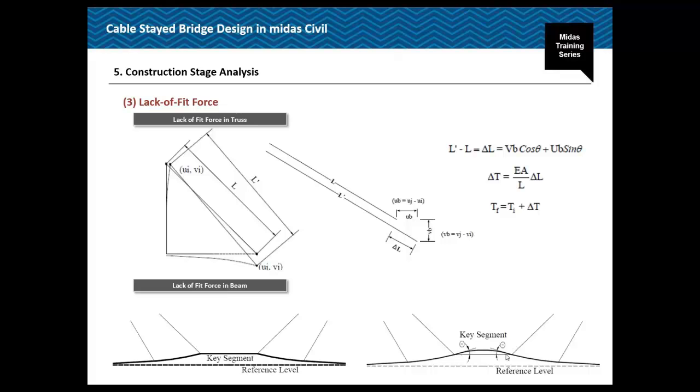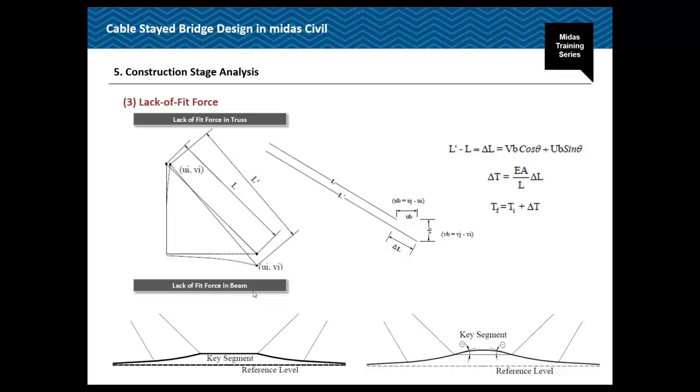So this key segment has the shape just like this, but in order to make this continued shape, the additional force will be applied to this key segment. So it will be deformed just like this shape. So they will have the continuous condition from the last cantilever part into the key segment installation. So additional force will be applied to this key segment. That is the Lego fit force in the beam element.